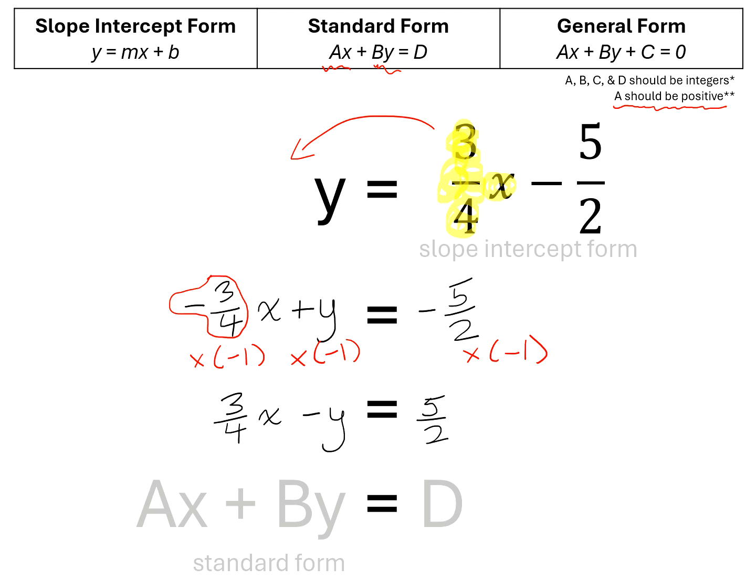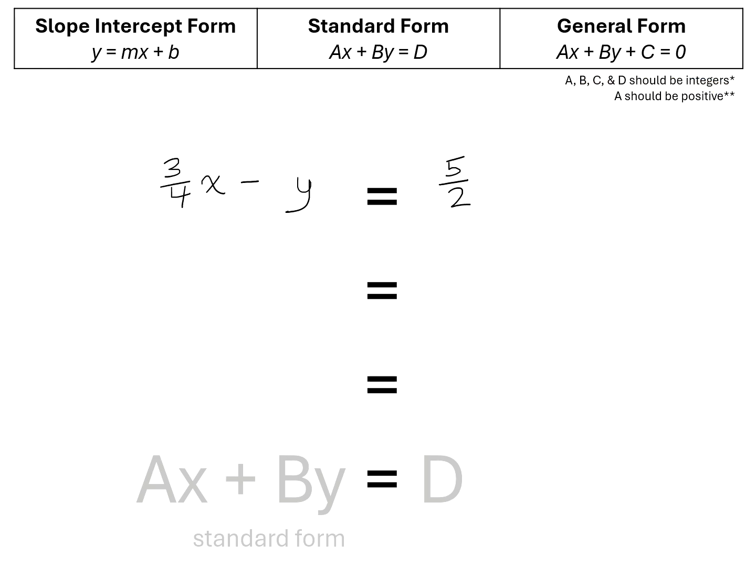We aren't quite done because the coefficients and constants within standard form must be integers. 3 over 4 is not an integer, and 5 over 2 is not an integer. We can get rid of these fractions using a lowest common multiple. Look at the fractions. I want you to look at their denominators. There's a denominator of 2 and a denominator of 4.